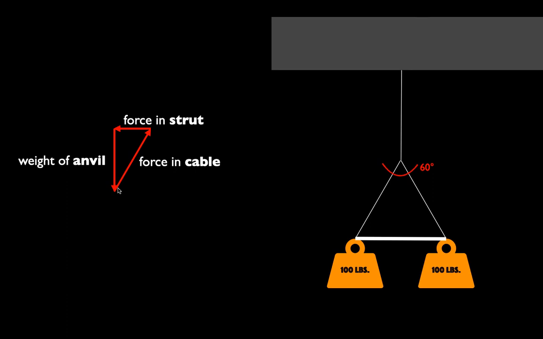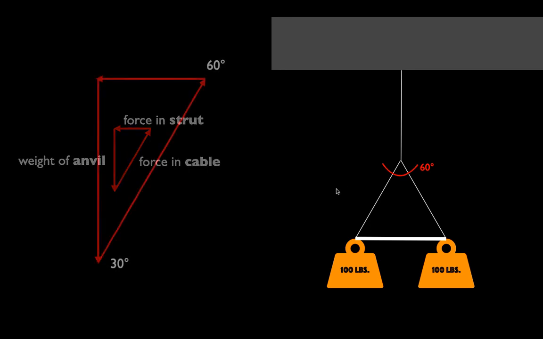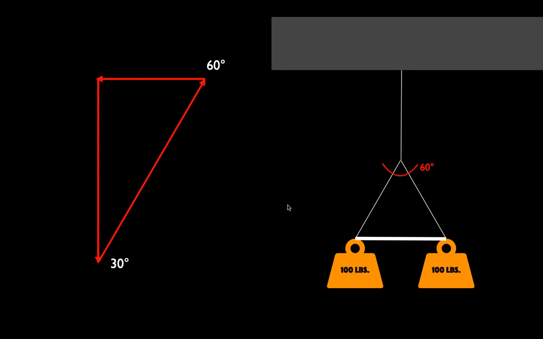The weight of the anvil is 100 pounds. We draw an arrow at 60 degrees from the horizontal that has the same vertical component as the weight. And then here we've drawn an arrow that's the force in the strut that takes up basically the horizontal component of the force in the cable and takes it back to where we started, right back to the tail of the anvil weight arrow. Now, this will end up being a fairly simple triangle.